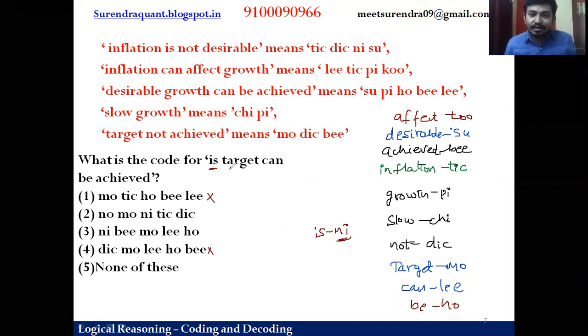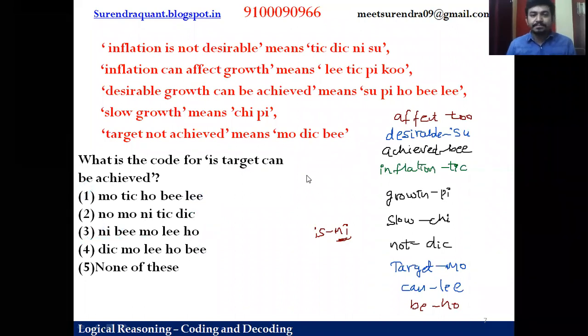Okay, what is the second one? Target. So target is what, friends? Target is more, right? So more is present here. Even more is present here. Okay, let's compare. Let's continue. Next one is can. So can means Lee, right? Here Lee is not there. Lee is present here. B means ho. Ho is present. Achieved means B, and B is also present. So it is having all five decoded words. So the third option makes sense. Please remember, they can be jumbled. They need not be in a specific order all the time, right?